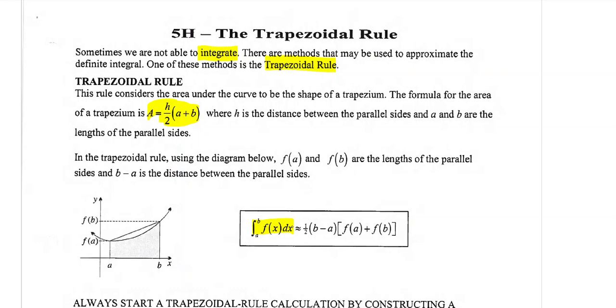The B minus A is the height of that trapezium across here. It would be the H in our normal trapezium formula. So this is the H, and this is the over 2 part, so H over 2. And then these parts, f of A plus f of B, f of A would be the length of that side. And f of B is the length of that side, which are the two parallel sides of your trapezium.